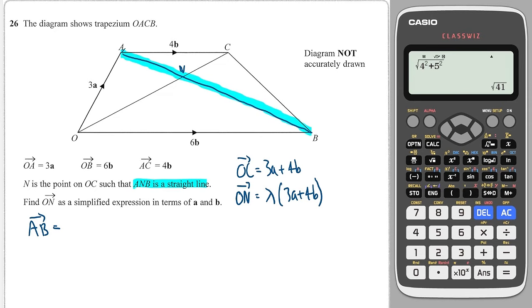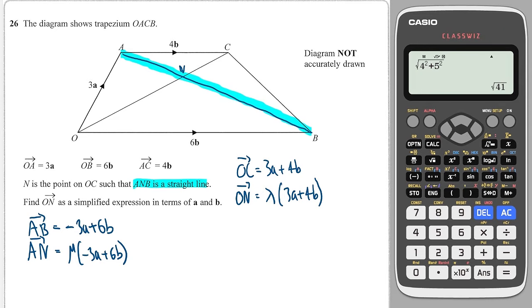And that will be minus 3a plus 6b. Okay, and now AN is some fraction of that blue line. It's not going to be the same fraction, so we're going to give it a different letter. I'm going to call it mu. Like this.